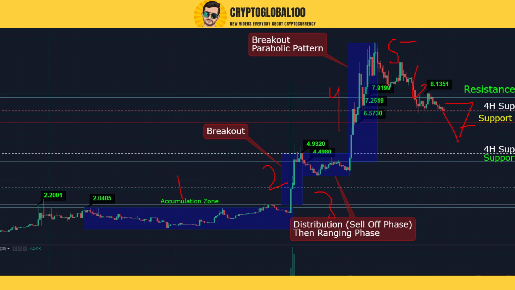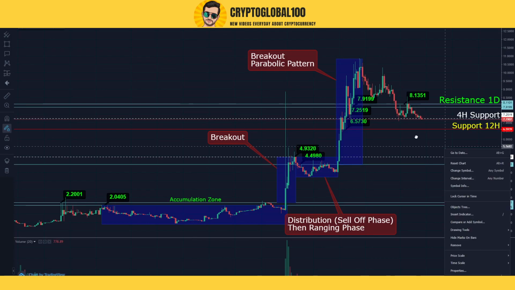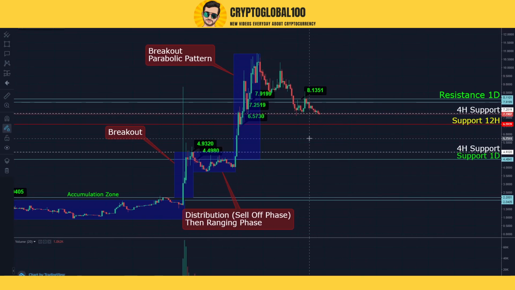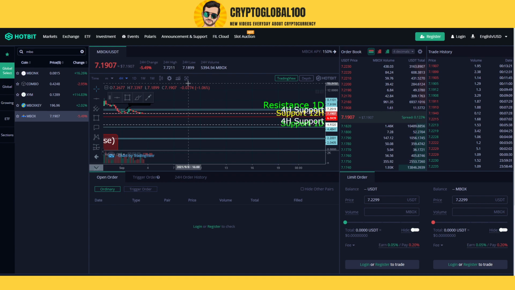You have to learn these candlestick patterns. Indicators are not going to work here. It's all about the patterns. You have to follow the patterns and the phases. That is the only way you can predict the price of any coin. So this is my analysis. It can be wrong, but this is all I have to say. You can check out on Google for the parabolic pattern, and the rest you can decide on your own.